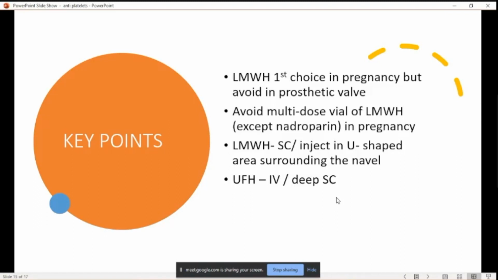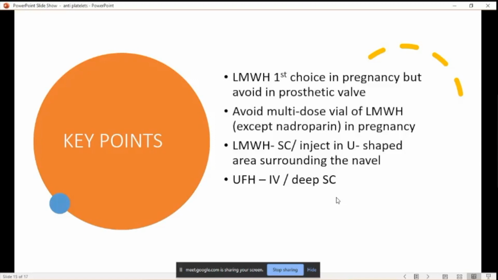But why do we have to avoid it in prosthetic valve? We mentioned that prosthetic valve patients are at high risk of thrombosis. So we need more, I won't say more bleeding, that is the wrong term to use. We say we need more thinning of the blood, right? So we have to go with unfractionated heparin.